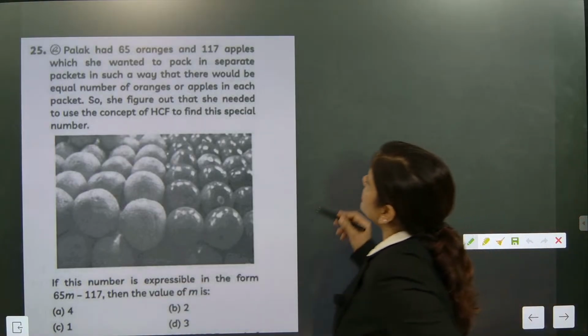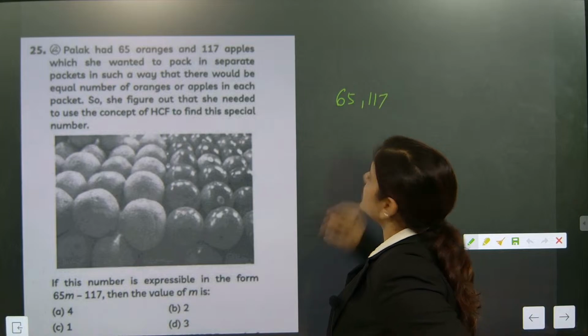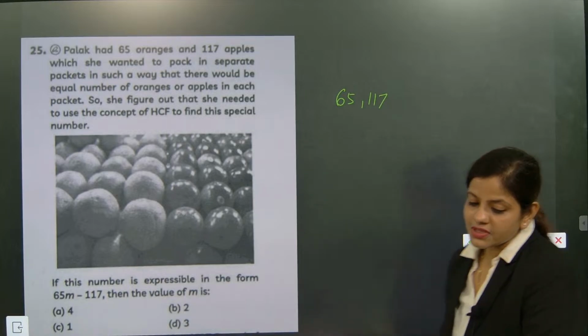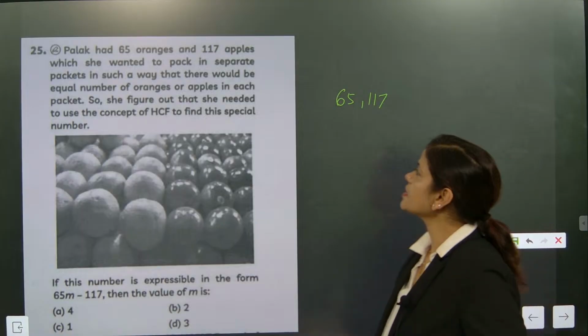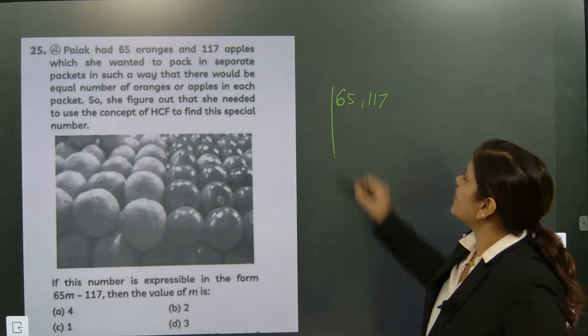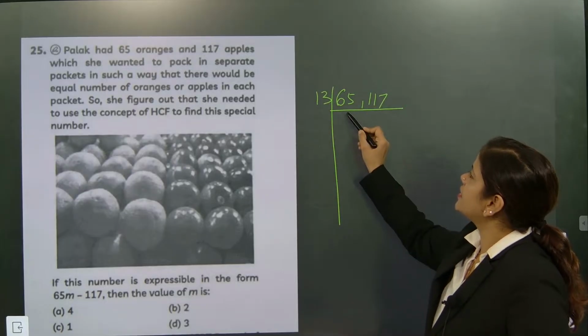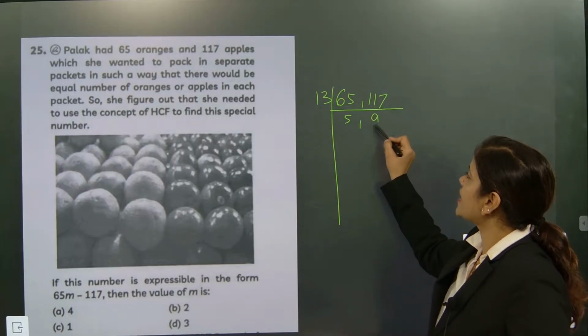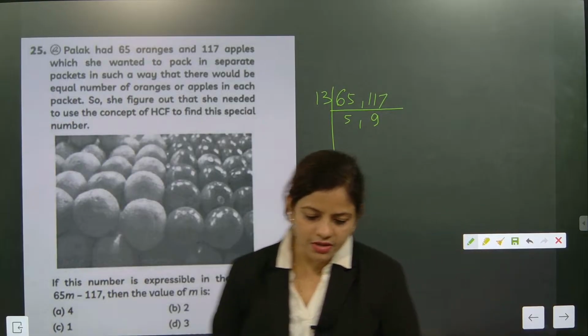So we will be writing this part: 65 and 117 HCF. You find the HCF of 65 and 117. So 13 fives are 65 and 13 nines are 117. So 13 is coming.